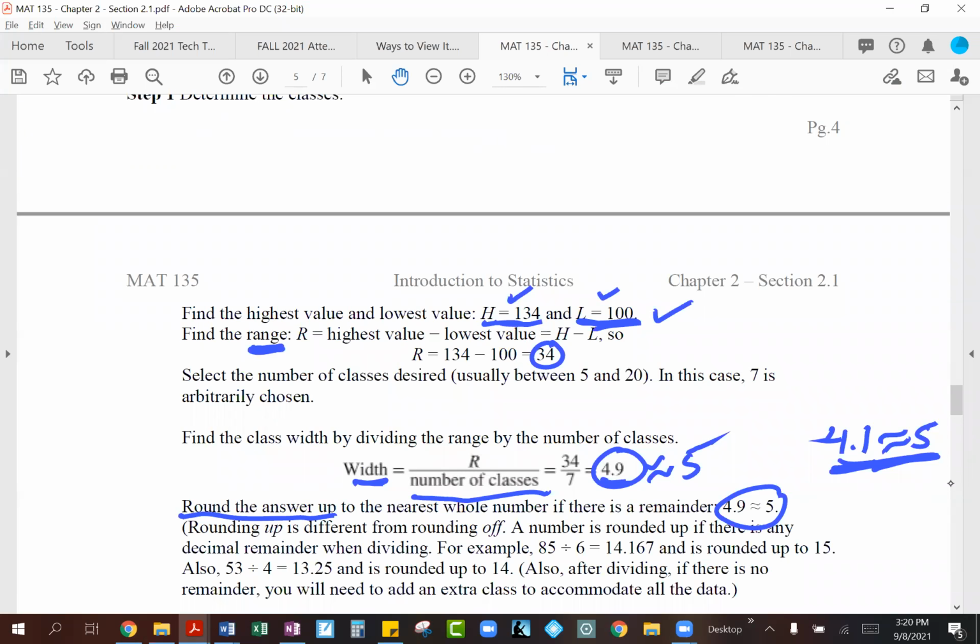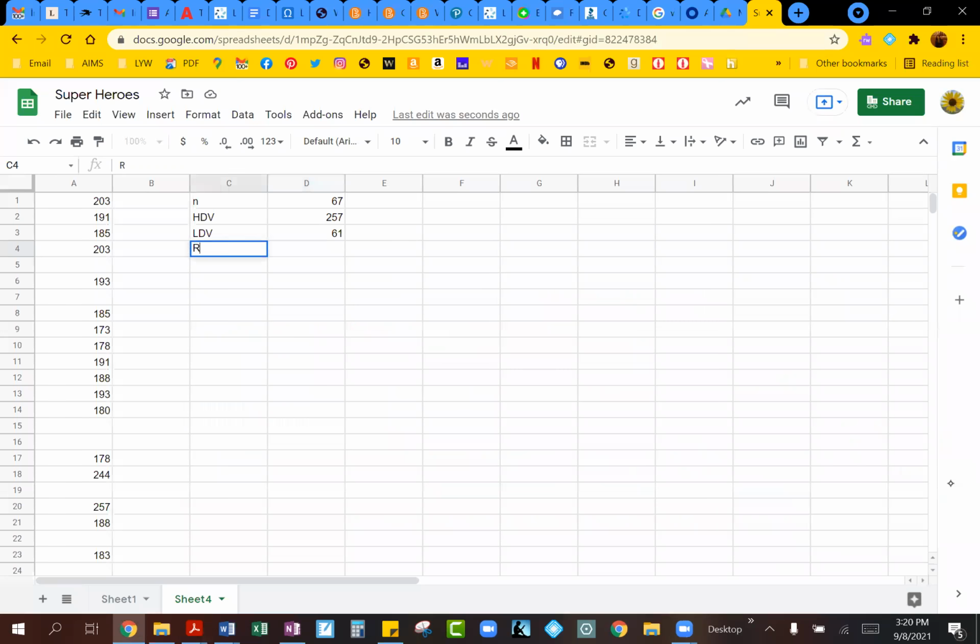Now we want to calculate the range. So to calculate the range, you take the difference between your largest and the smallest, right? So that will be our highest data value, which was 257. And from that, we'll be subtracting the smallest data value, which was 61. So again, I'm just clicking on the cells. You can actually type in the numbers if you like. But again, just using Google Sheets to help us do the calculation for us.